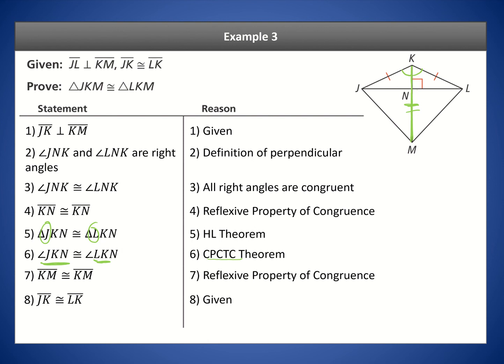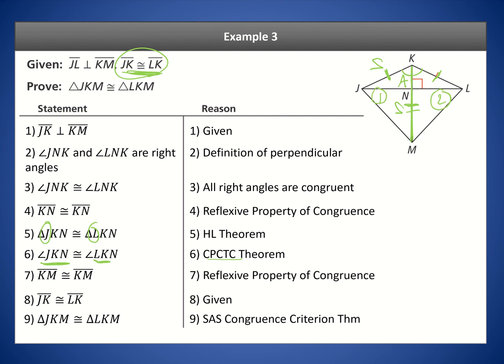And now, using the other property, JK is congruent to LK, that's a given, right? So using these three things, side, angle, side, we can show that these two triangles, triangle 1 and triangle 2, are congruent by side-angle-side. And so now we proved that they're congruent. End of proof.